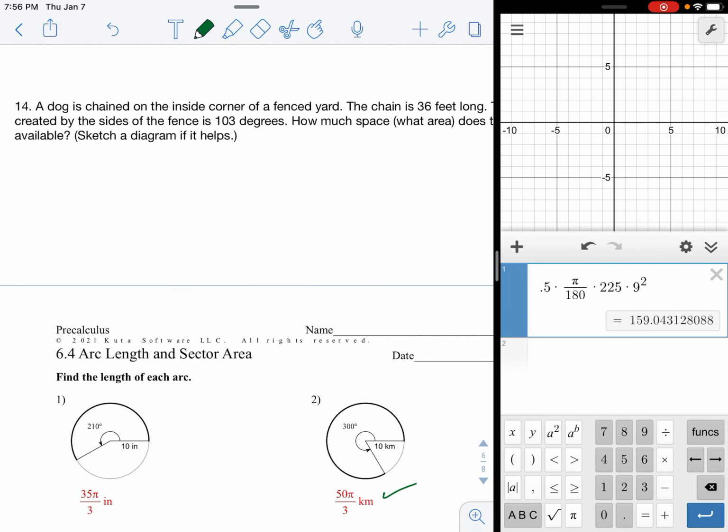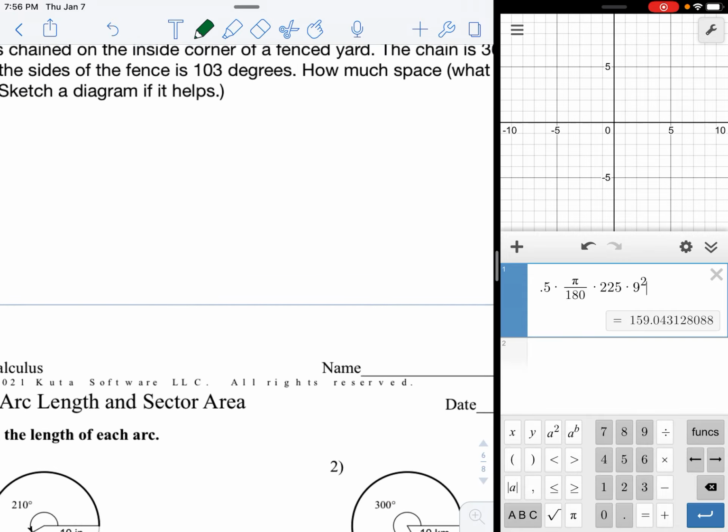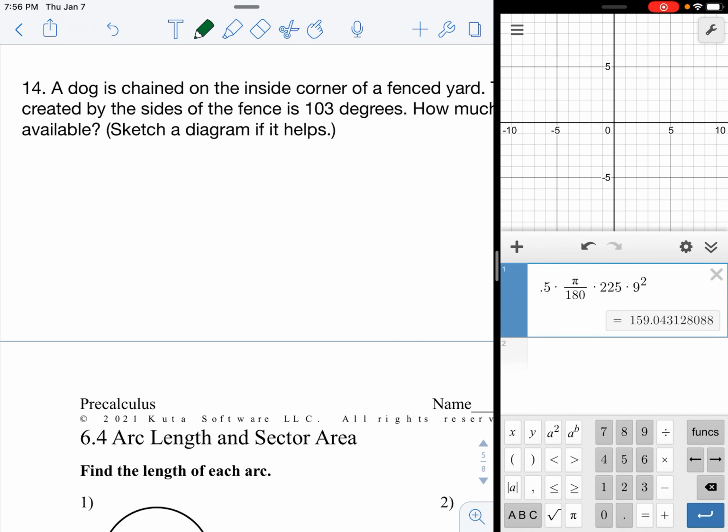Dog is chained on the inside corner of a fenced yard. The chain is 36 feet long. The angle created by the sides of the fence is 103 degrees. How much space or what area does the dog have available? Not that I recommend chaining dogs up, but it's a thing, so okay. So let me draw, first of all, here's a fence. Here's the inside corner of a fence, and I'm drawing an obtuse angle because it says the angle created is 103 degrees. And then this dog is on a chain, which is 36 feet long.